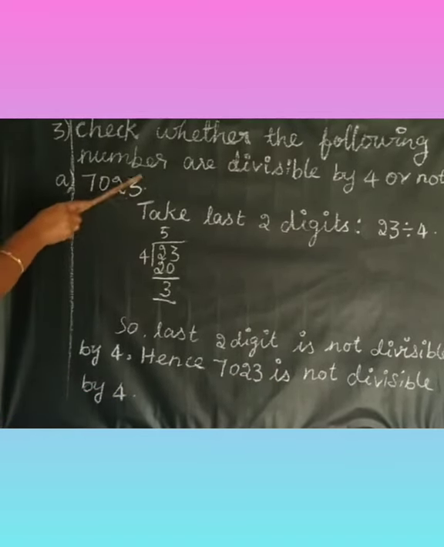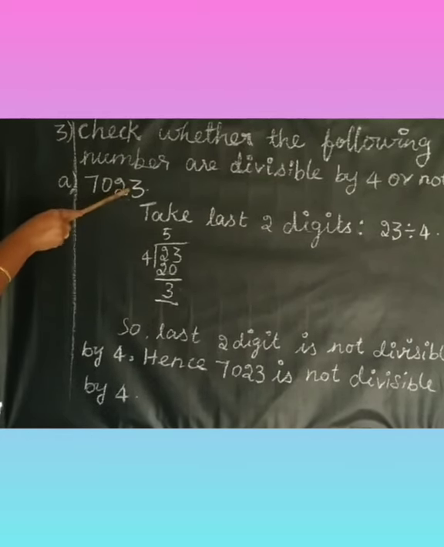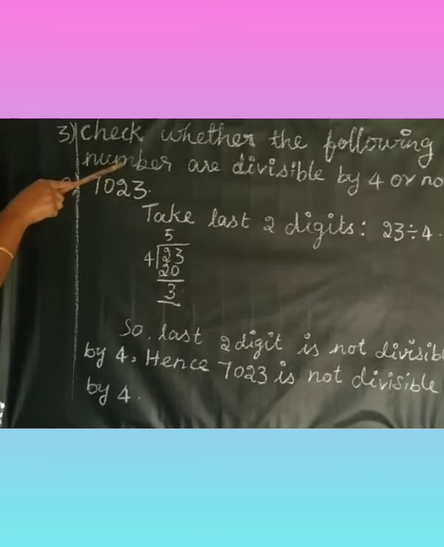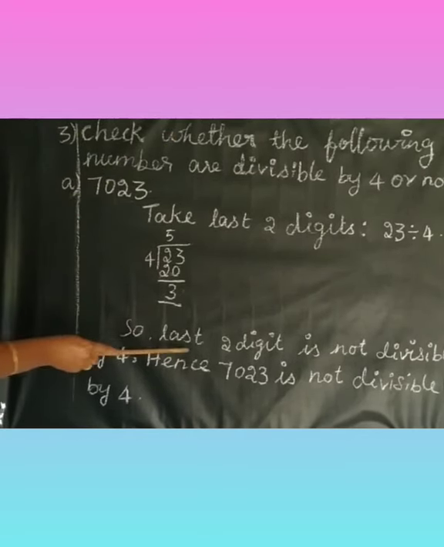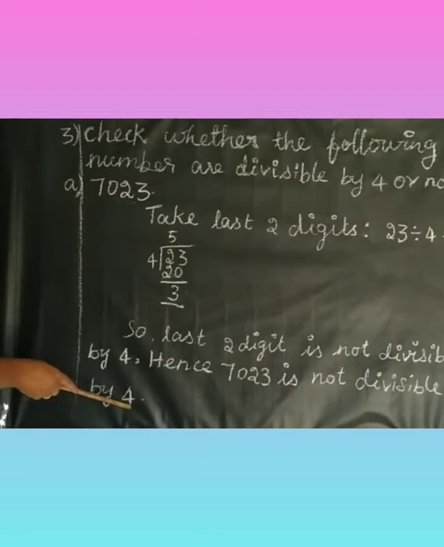So for this number, first take only the last 2 digits and check whether they are divisible by the 4th table or not. If divisible, then this whole number will be divisible by the 4th table, otherwise it won't be. Okay? So in checking, the last 2 digits are not divisible, so the whole number will not be divisible by 4.